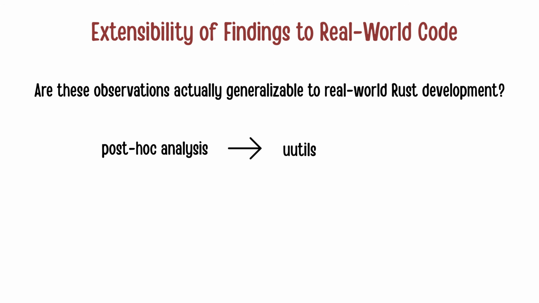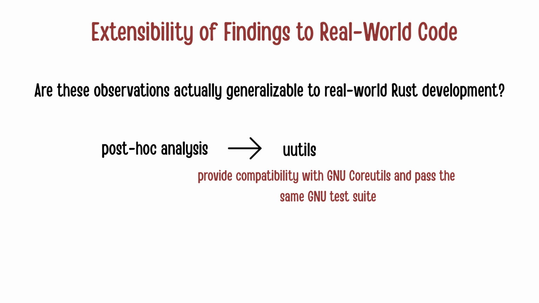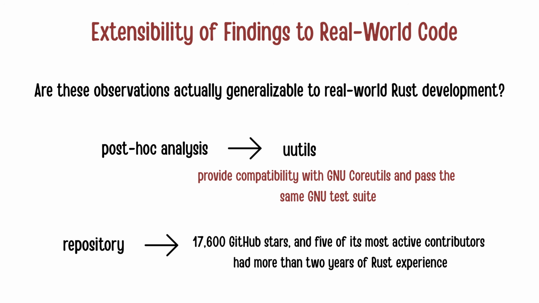The goal of uutils is to provide compatibility with coreutils and pass the same test suite. Unlike the participants in the user study, uutils is developed by experienced Rust programmers. So the authors examine 6 uutils programs and compare them with their corresponding C implementations. And surprisingly, many of the patterns observed in the user study appear here as well.